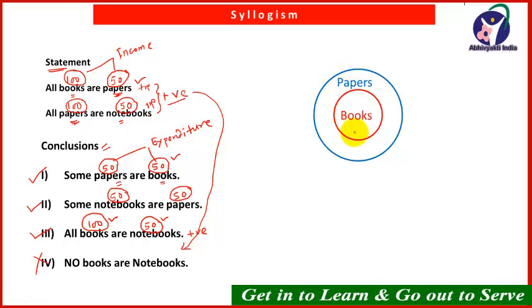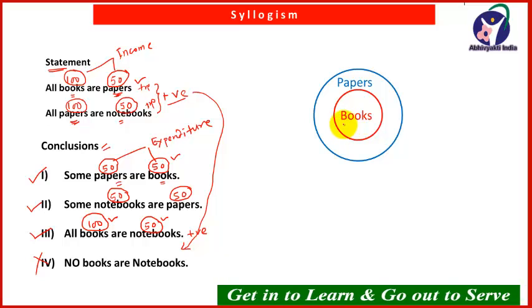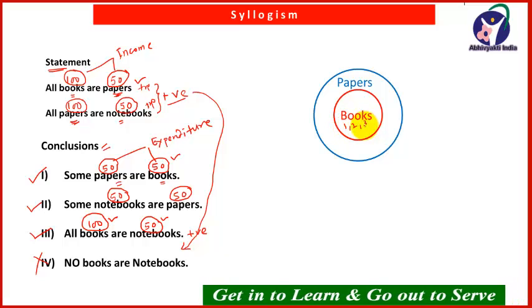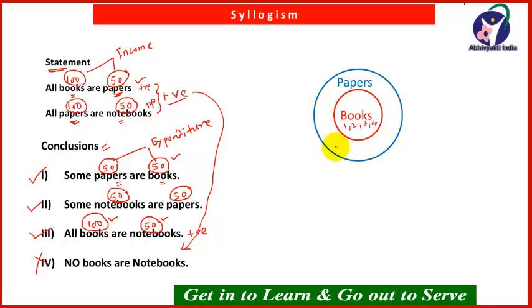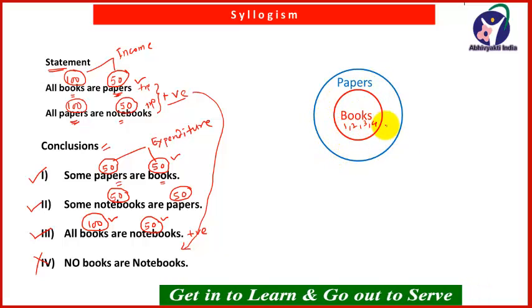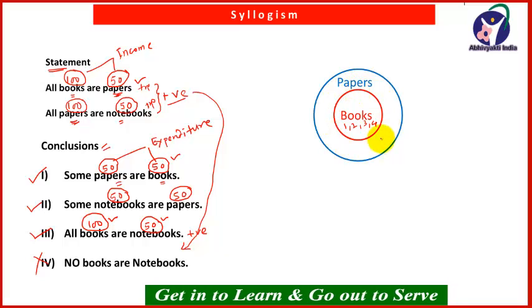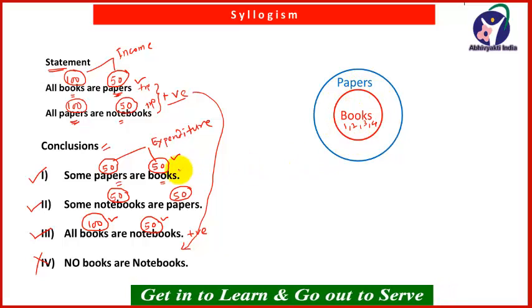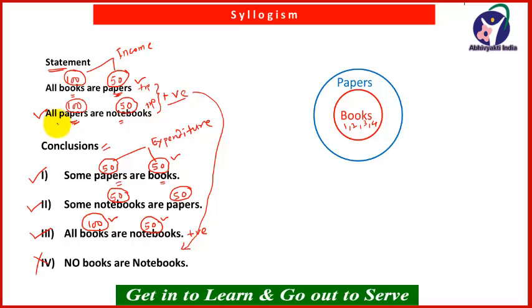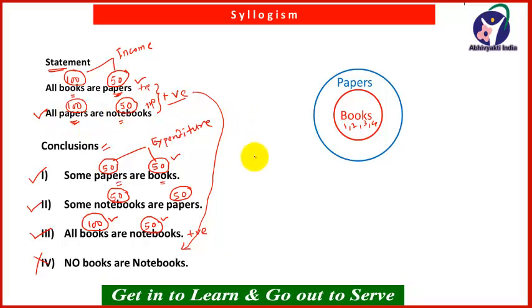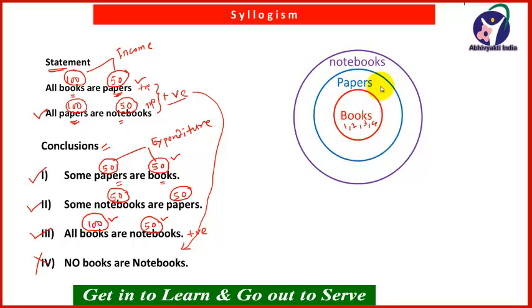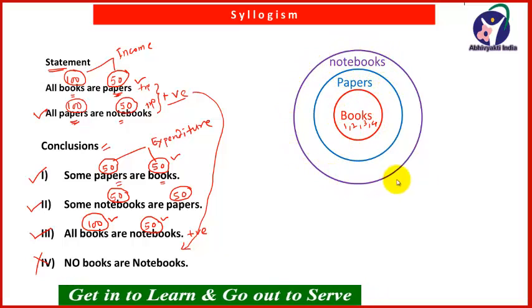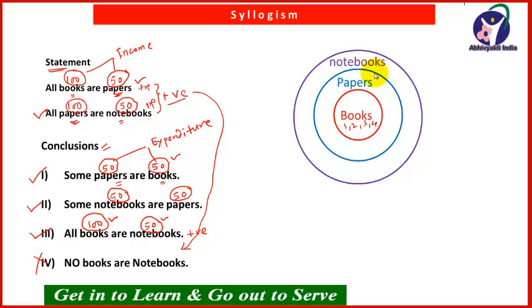So, if the set books contains the numbers 1, 2, 3, 4, then the papers will also contain 1, 2, 3, 4 and some other numbers also. Correct? Then the second statement is that all papers are notebooks. So the paper circle will be inside the notebook circle.